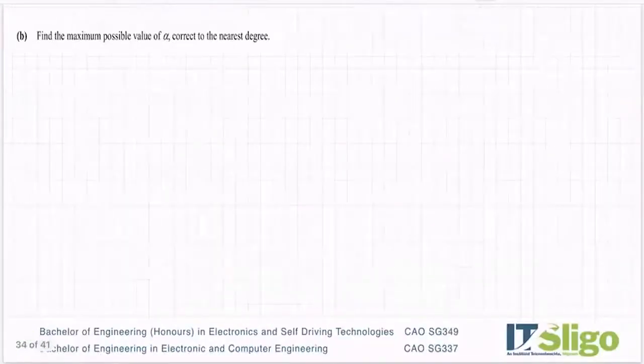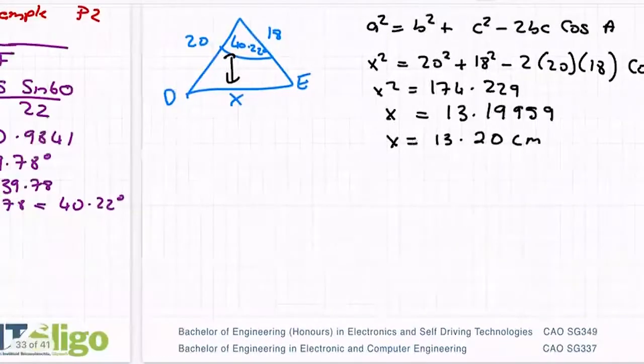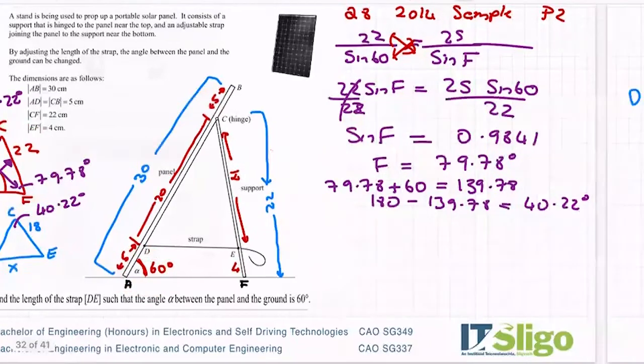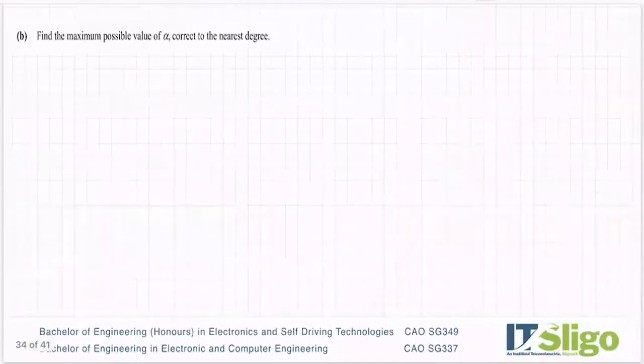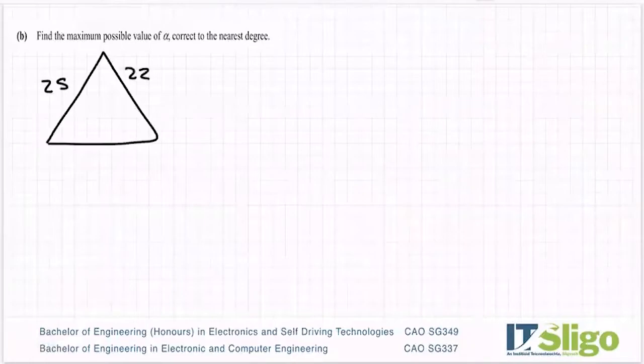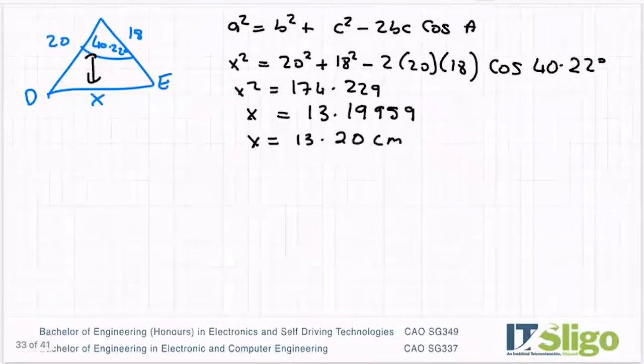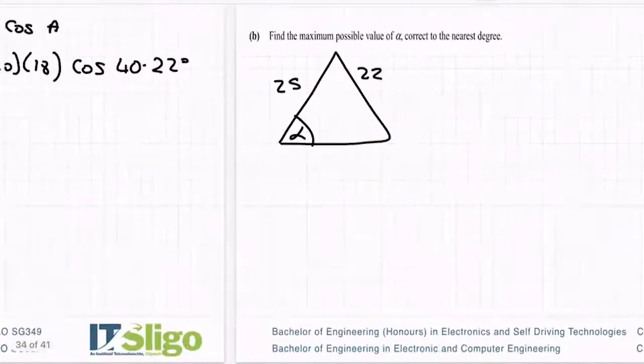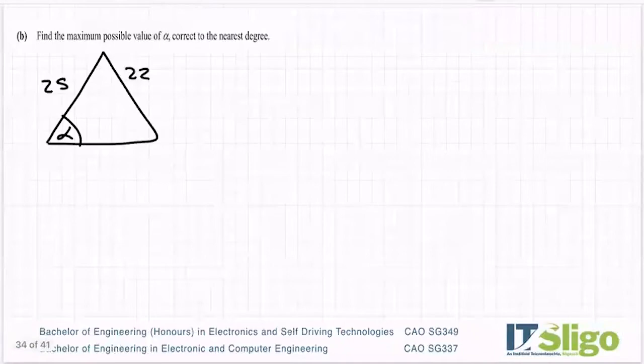So the following part then, find the maximum value of alpha correct to the nearest degree. So the maximum value of alpha. Okay, so alpha being the angle. So I'm back here now on the big triangle. So let's draw him. So we had a 25, we had a 22, and we had an alpha. And of course, we worked out the other one. Okay, not to worry.